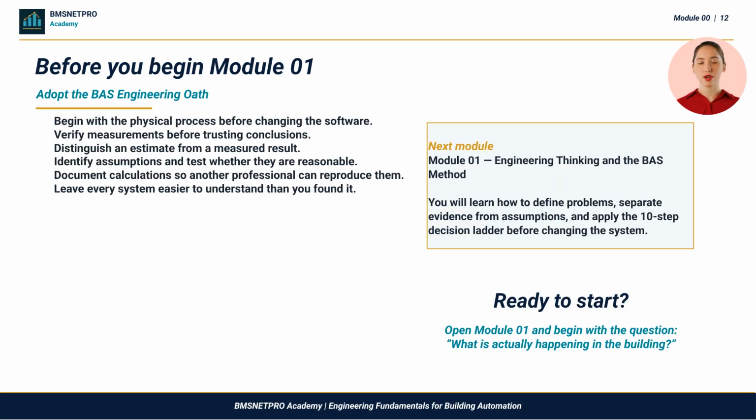Before starting Module 01, learners should adopt the BAS Engineering Oath. Begin with the physical process before changing software. Verify measurements before trusting conclusions. Distinguish estimates from measured results. Identify assumptions and test whether they are reasonable. Document calculations so another professional can reproduce the work. Leave every system easier to understand than you found it. The next module begins the technical training with engineering thinking and the BAS method. The opening question is simple: what is actually happening in the building?